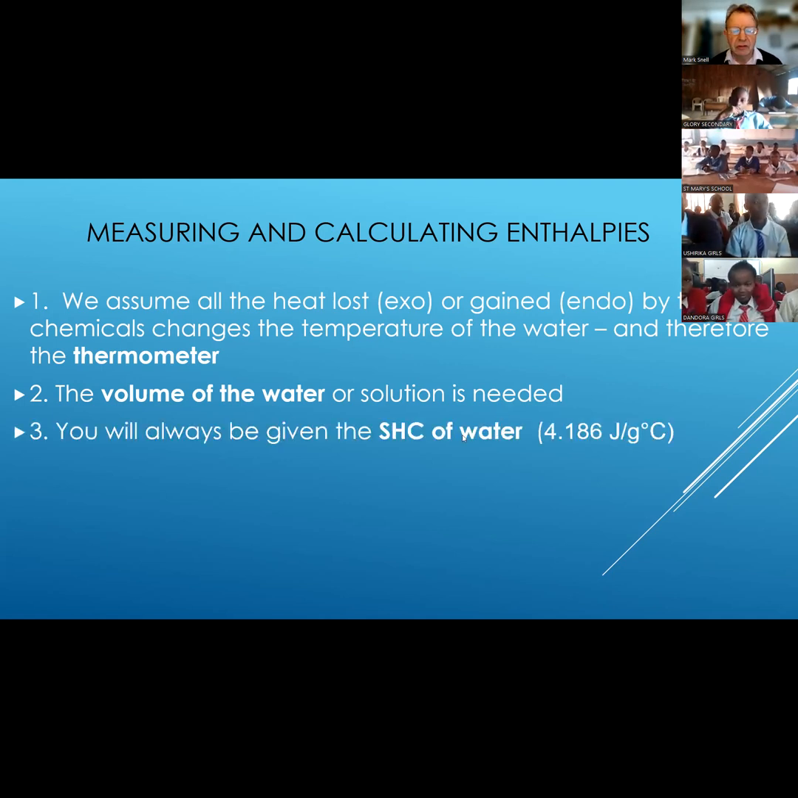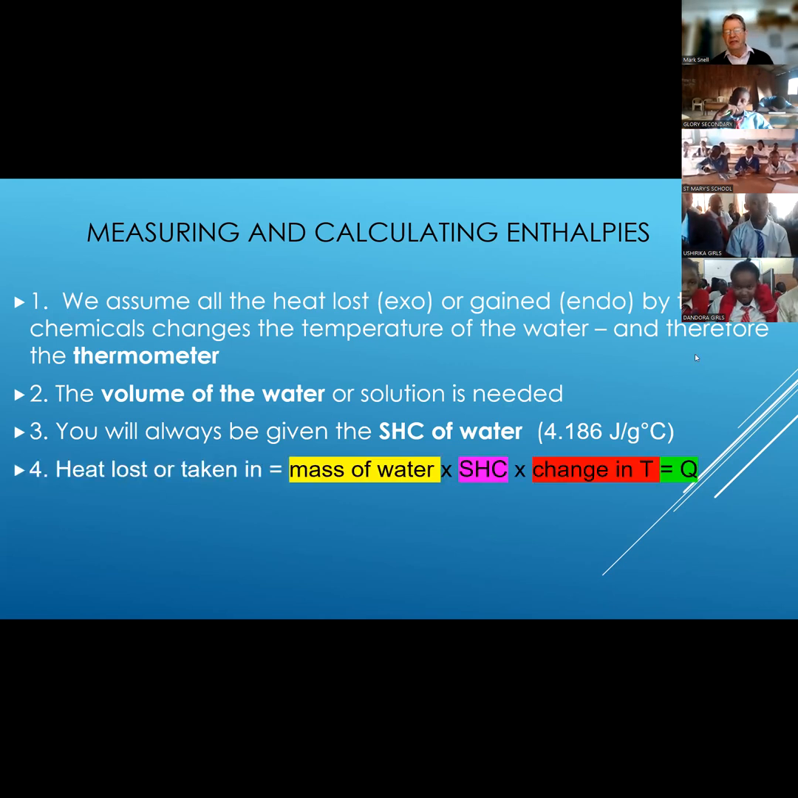You will be given what we call the specific heat capacity of water. This is the amount of energy in joules that you have to put into 1 gram of water to raise it by 1 degree Celsius. You will be given this. You do not have to remember it. It's about 4.2. This is what you need. If you're going to write anything down, I would write this down. If you know it, don't worry.